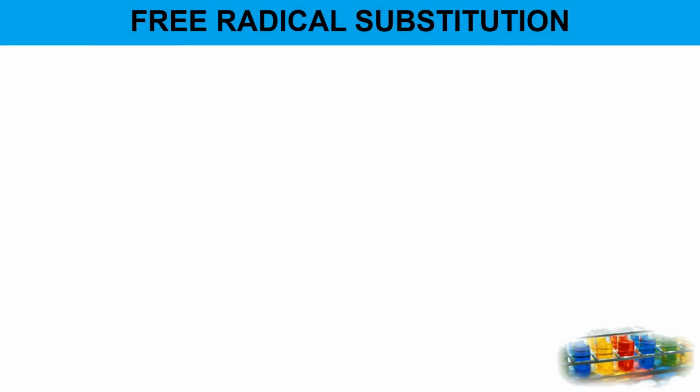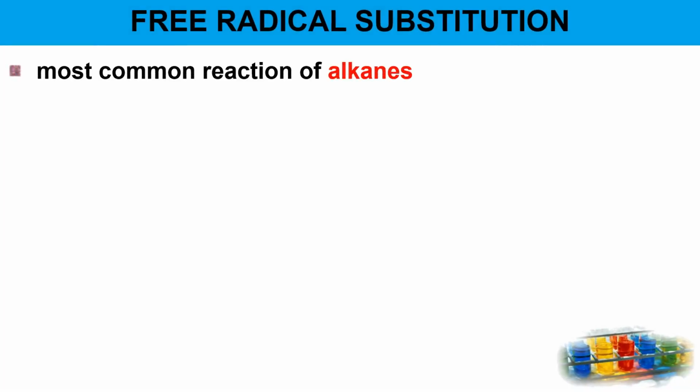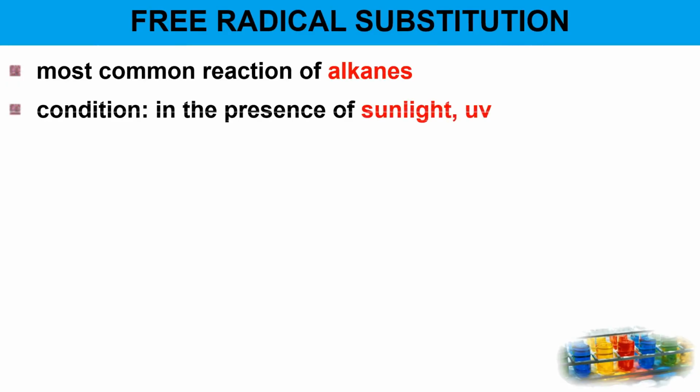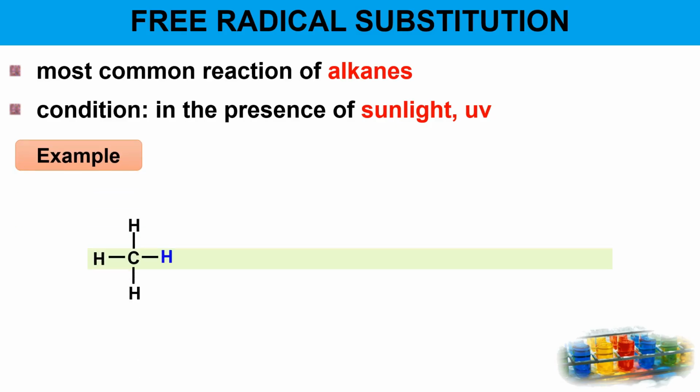Free radical substitution. Most common reaction of alkanes. Occurs in the presence of sunlight, UV. Example: halogenation of alkane. An alkane, which is saturated with no functional group, reacts with a nonpolar molecule, chlorine. One hydrogen atom from methane is substituted by Cl from the chlorine molecule, resulting in a haloalkane and HCl.